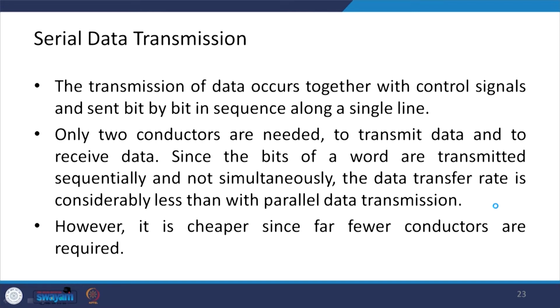As the name indicates, the transmission of data occurs together with the control signal and is sent bit by bit in sequence through a single line. This is the feature of serial data transmission: everything has to be transmitted through a single line. So, only two conductors are needed to transmit and to receive data. Since the bits of words are transmitted sequentially and not simultaneously, the data transfer rate is considerably less than with parallel data transmission. It is quite obvious. However, it is cheaper since far fewer conductors are required.